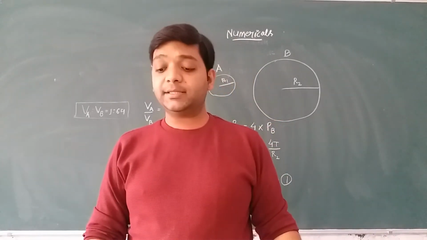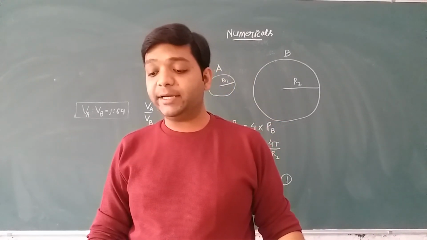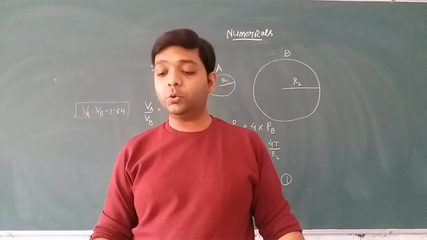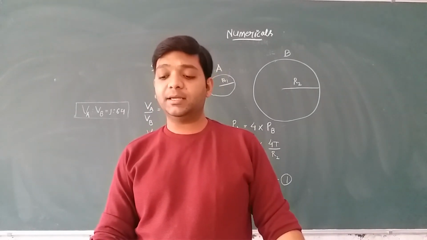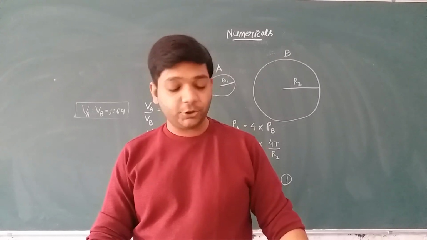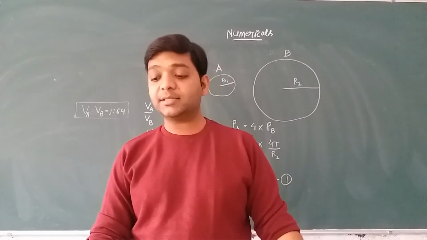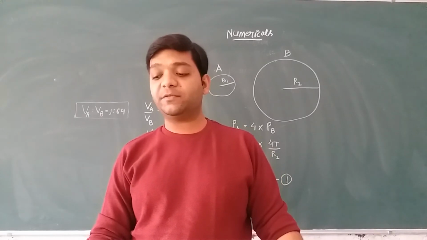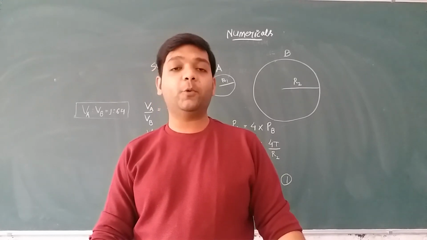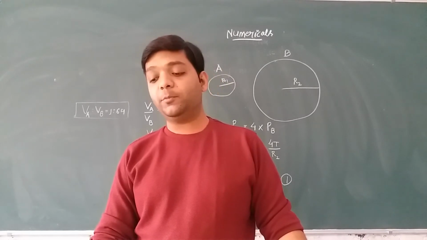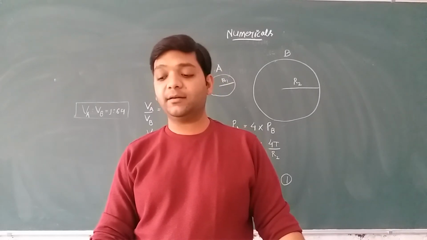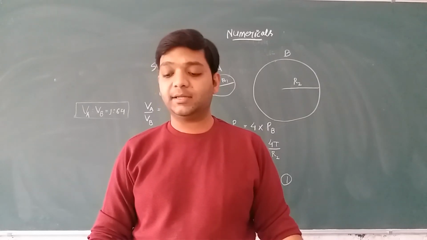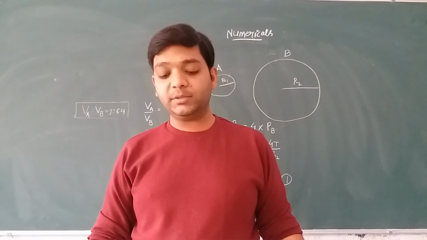The next question is: the pressure inside two soap bubbles is 1.01 and 1.02 atmosphere respectively. The ratio of their volumes is?